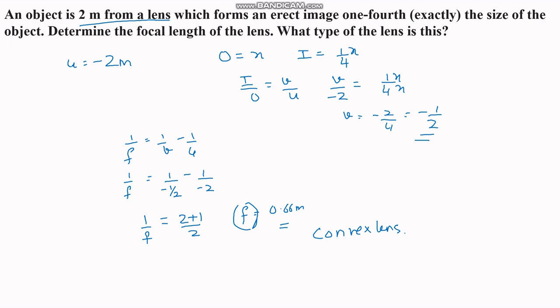And you can see that your object was at minus 2 meter. The image distance is coming out to be minus 0.5 meter. This means that the image distance is negative. This means again that the image is formed at the same side of the lens. So obviously it had to be a virtual image. So with this, we end up our session.